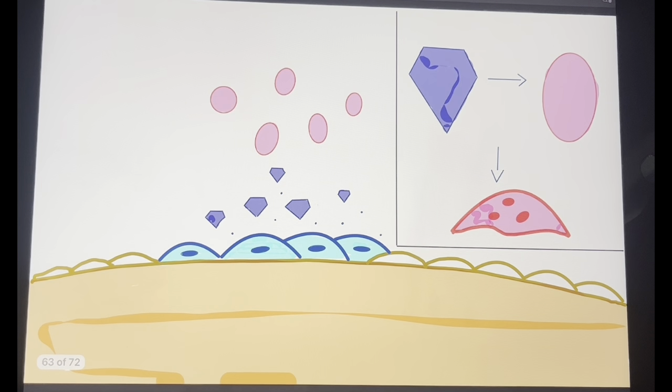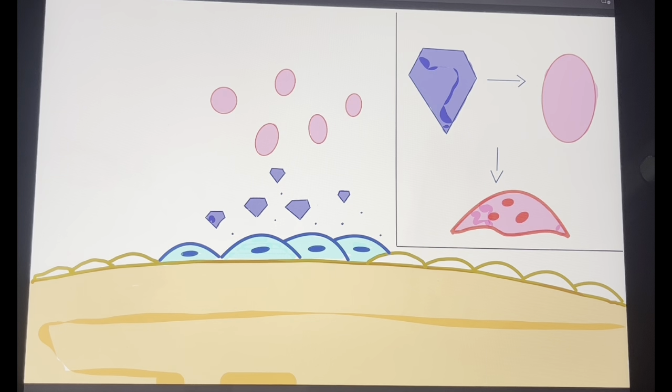So the first part is the cells that line the bones spread out and osteoblasts form and start to release RANK ligand to these pre-osteoclast precursors. Once they receive RANK ligand, they turn into osteoclasts. So osteoclasts can carry out the bone resorption itself.